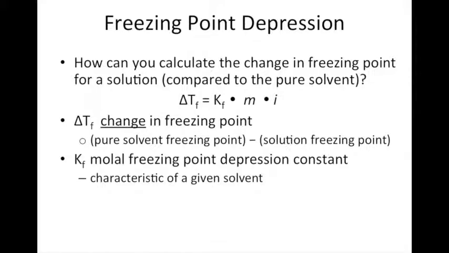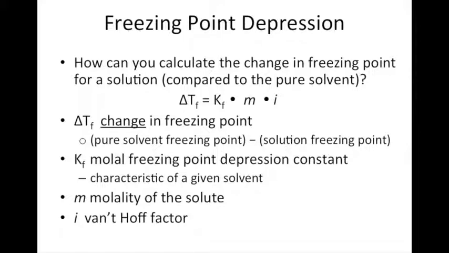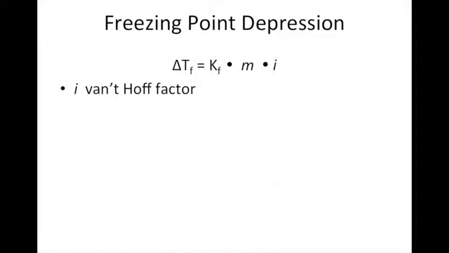Kf is the molal freezing point depression constant. It's a constant that depends on the solvent that's being used. Each solvent has its own unique Kf value. M is the molality of the solute in our solution. And i is something called the Van't Hoff factor. So we're familiar with molality, freezing point, and our Kf, but let's talk about the Van't Hoff factor for a minute.